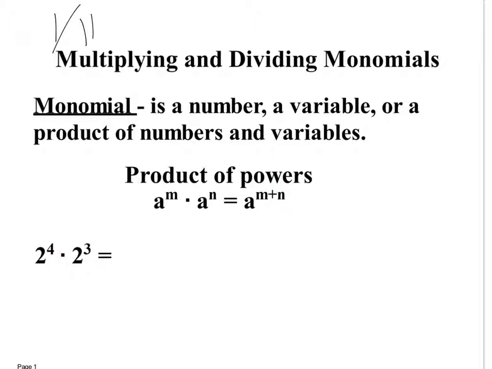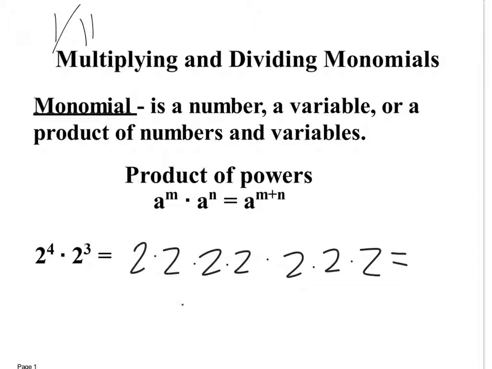So here, 2 to the 4th times 2 to the 3rd. I'm going to write this out. I'm going to show you what it looks like. 2 to the 4th means there's 4 2's. So everybody should be writing that down. I'm multiplying it with 2 to the 3rd, which means there's 3 more. How many total 2's do I have? 7. So really what I'm doing is I'm taking 2, I'm raising it to 4 plus 3. I'm adding the exponents, so I'm getting 2 to the 7th power. So that's my answer, 2 to the 7th power.